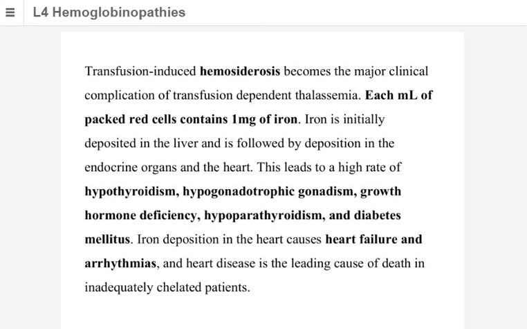For example, hypothyroidism, hypogonadotropic hypogonadism, growth hormone deficiency, hypoparathyroidism, and diabetes mellitus if it is precipitated in the pancreas. Iron deposition in the heart leads to heart failure and arrhythmia. Heart disease is the leading cause of death in inadequately chelated patients.